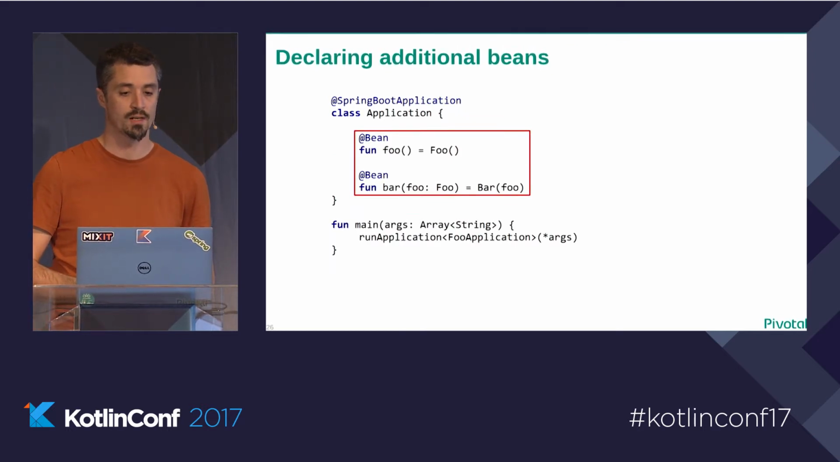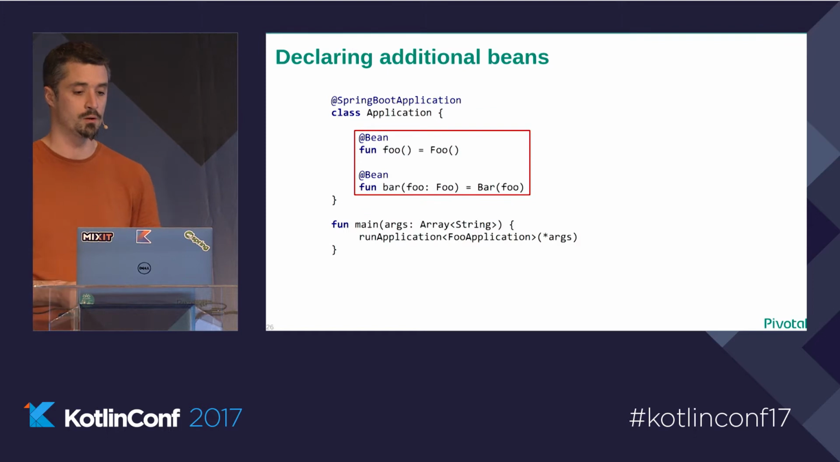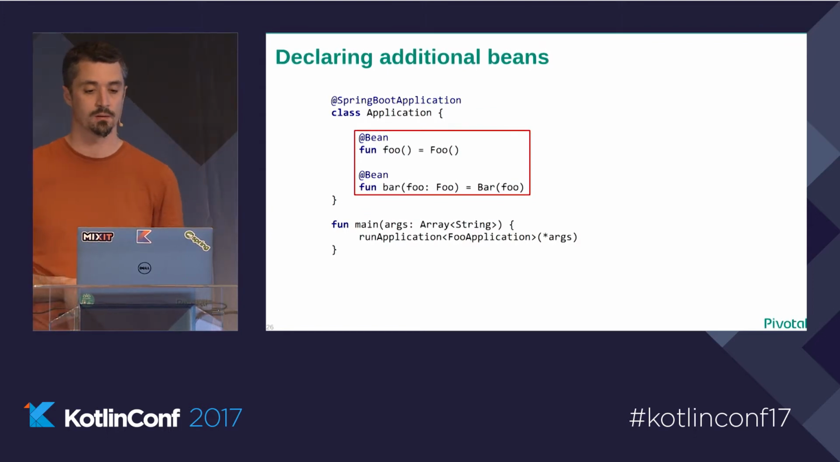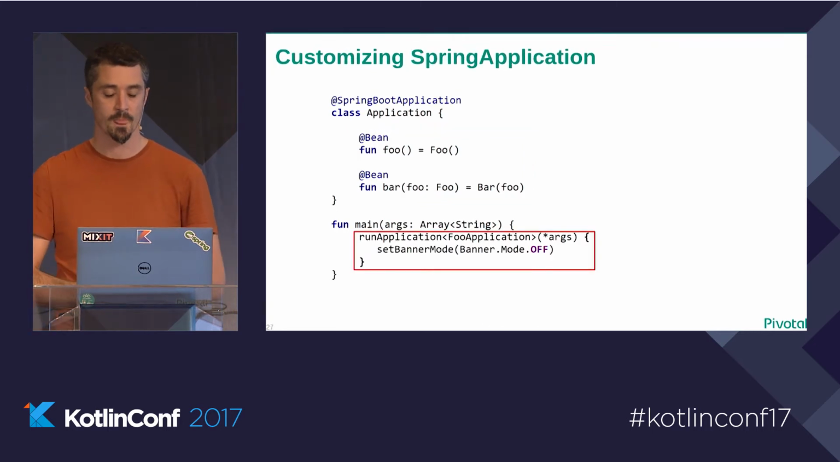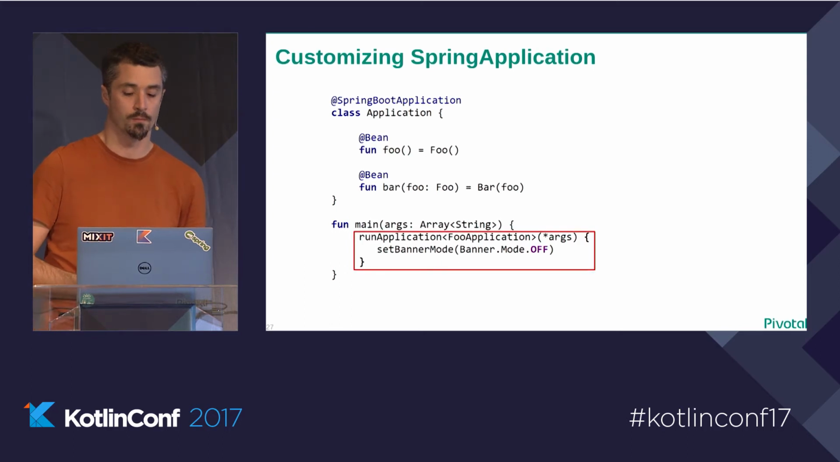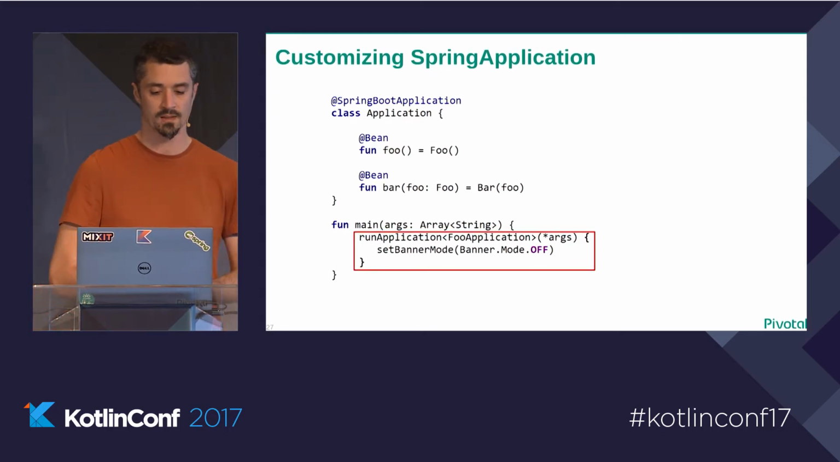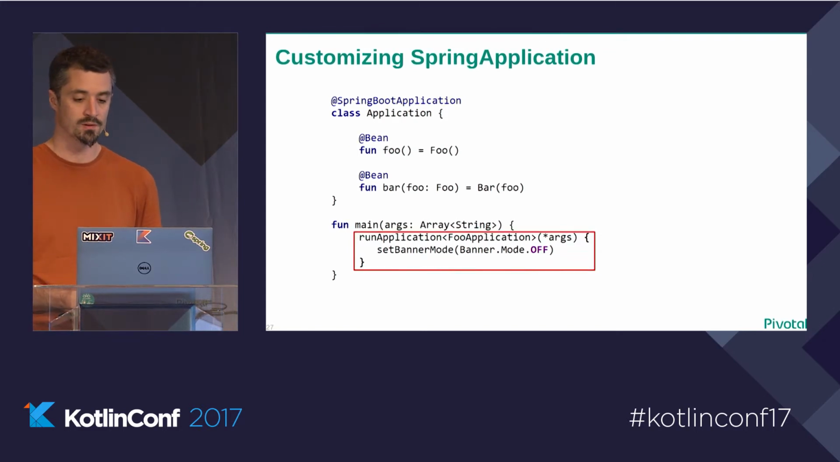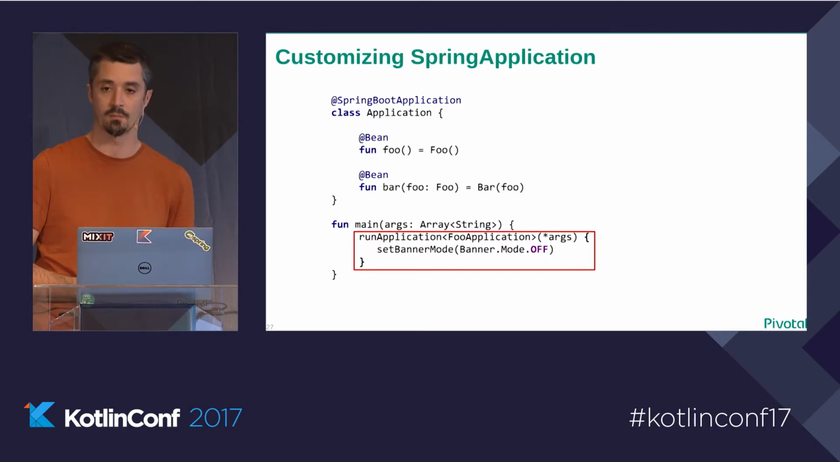When you want to add additional beans, like in Java, you add a body to the application class, and you specify addBeans, leveraging type inference. And if you want to customize, for example, I don't know why you would do that, but remove the banner, you can use this lambda. So we have made runApplication extensible, and you can use it to customize the Spring application.